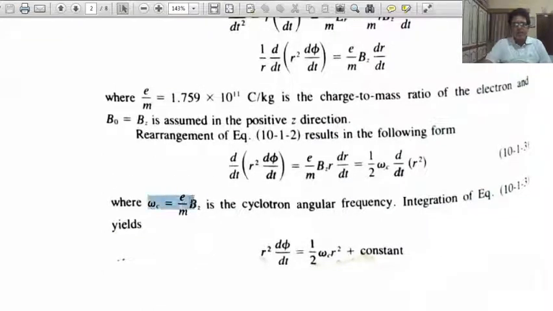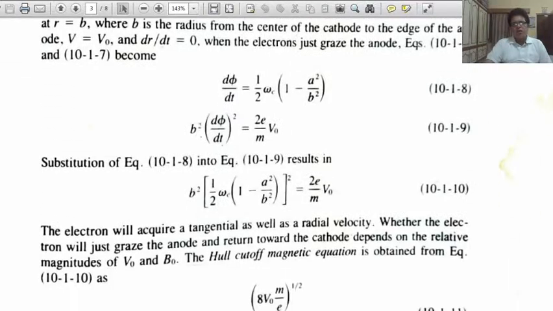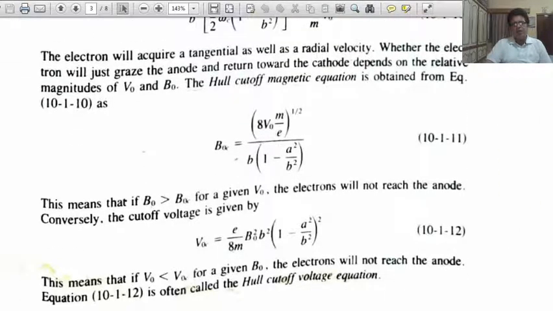Omega c is eB upon m, so omega c equal to eBz upon m. By putting this, you can easily calculate the relation for B0c. This means if B0 is greater than B0c, for a given B0, the electron will not reach the anode.